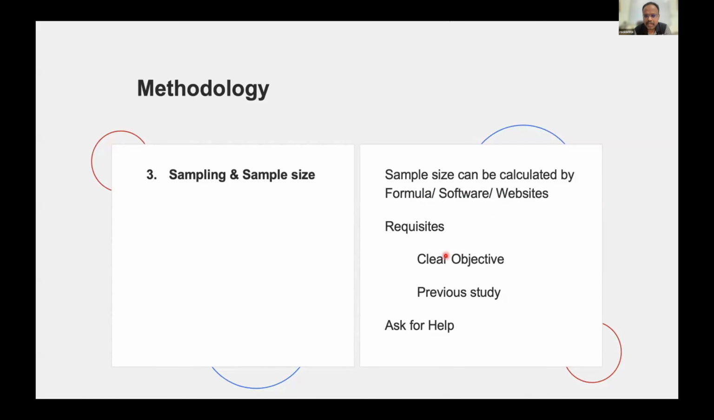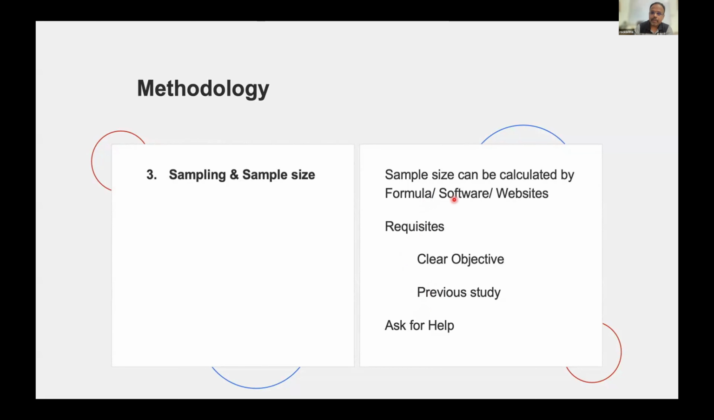So the objective should be clear. This objective is one thing which starts from your title and ends with your conclusion. Even with annexures it will continue. So you should always be clear about your objective, and in context with your objective, whatever you do. If you're clear about your objective and ask for help, any statistician or a person expert in community medicine can help you out with the formula, software, and websites. That's again one full session we need to go into. So right now we are cutting short.